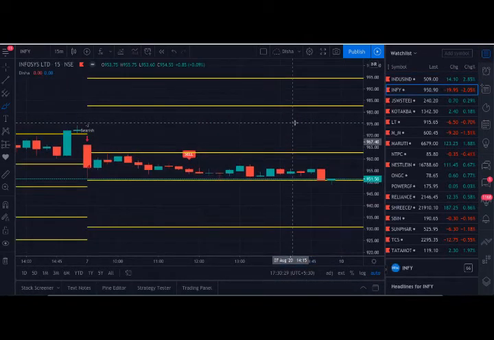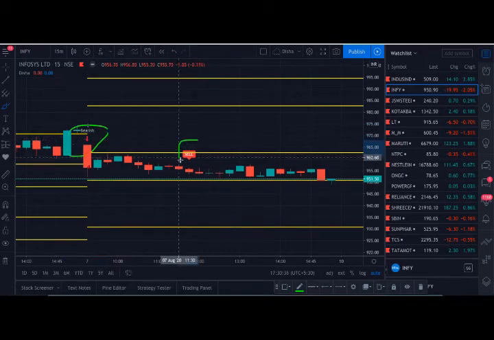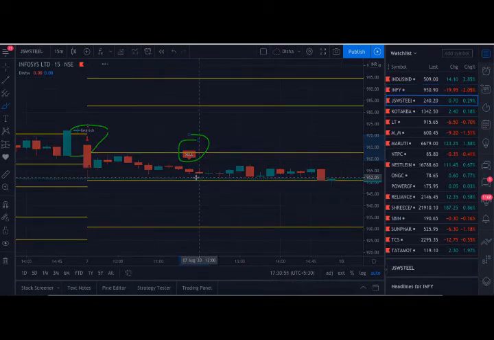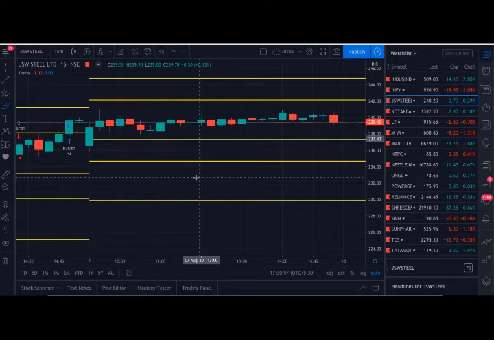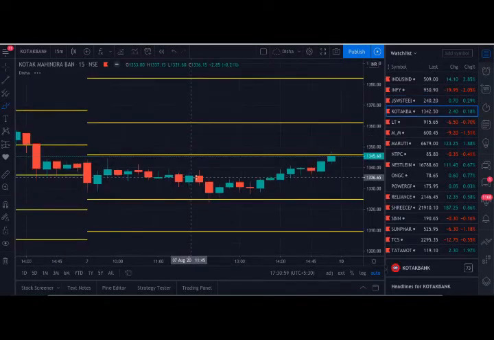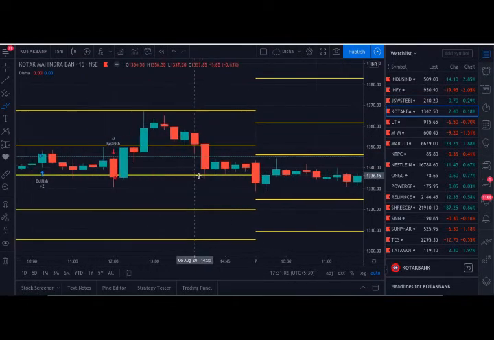Next, Infosys, you can see this is the bearish trend, sell call. This is not a breakdown. You can take this call for only small profit, I mean small target, or you can avoid as well. JSW Steel, nothing. Kotak previous day, nothing.